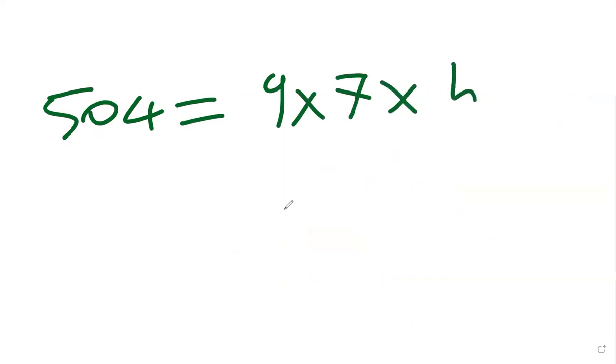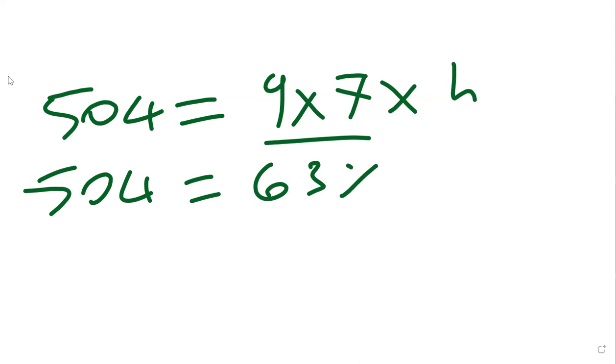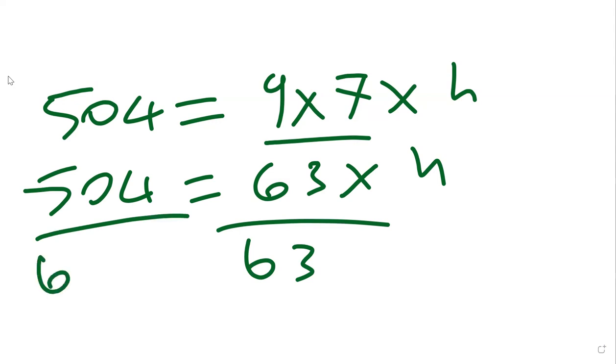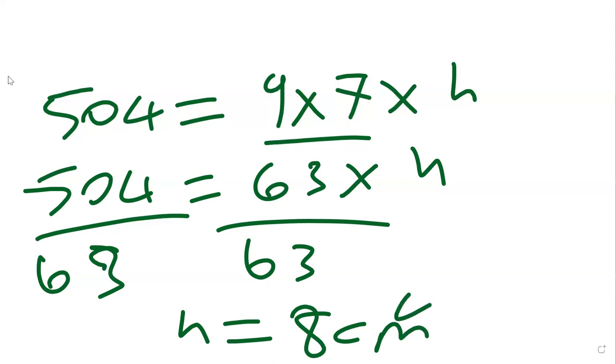Now, what is 9 times 7? 9 times 7 is 63. And so 63 times H. Now, all I need to do is divide both sides by 63. And I think this will give us 8. So H is equal to 8 centimeter.